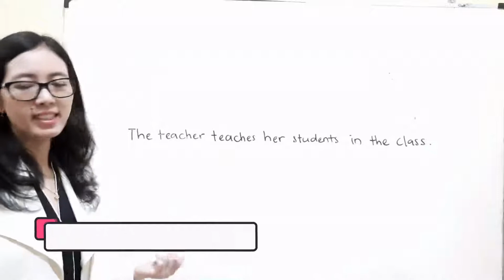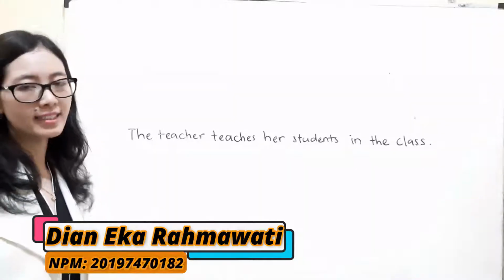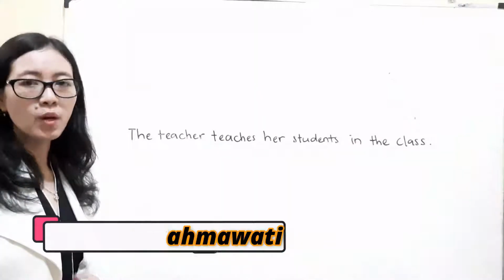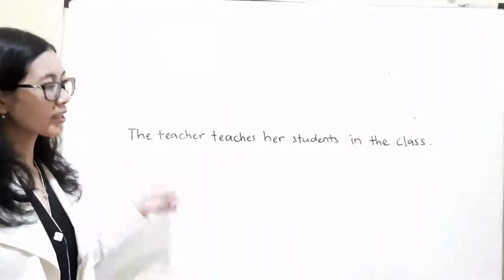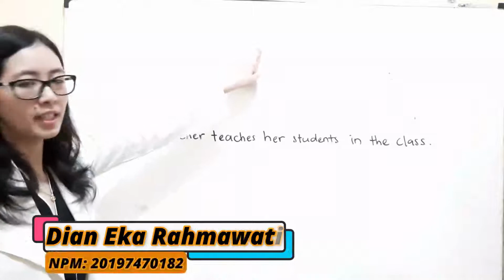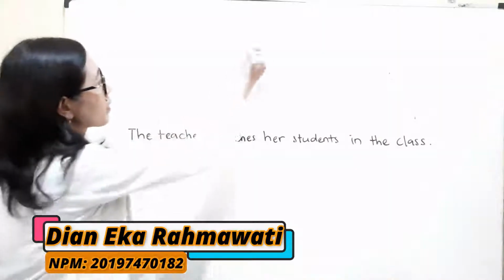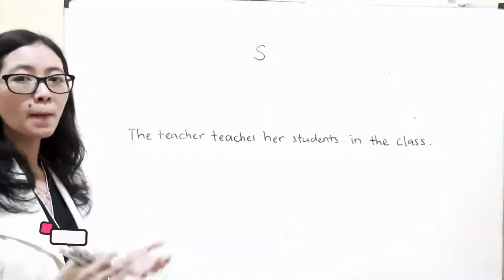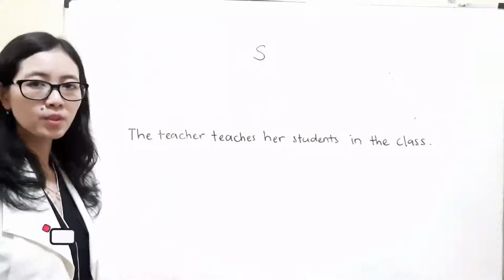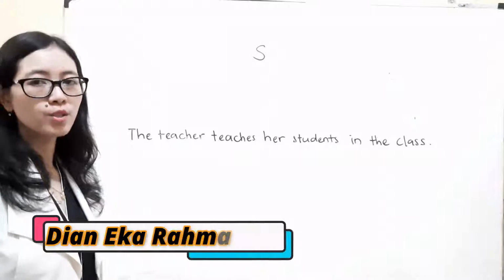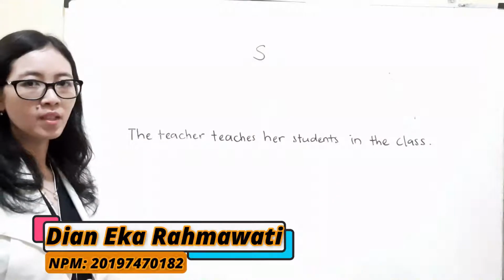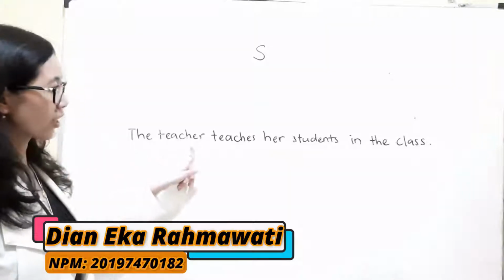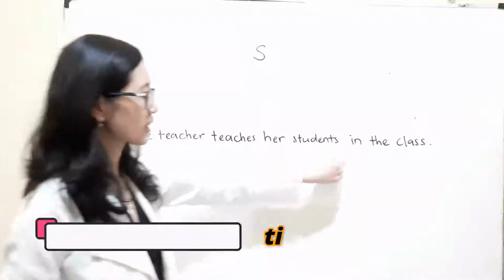Let's try to analyze this sentence. How to analyze the sentence? First, you need to know which part you want to analyze. If you want to analyze the sentence, you should put S here. If you want to analyze the phrase, you should put P. Or if you want to analyze the clause, you should put C. Okay, now let's try to analyze this sentence. The teacher teaches her students in the class.